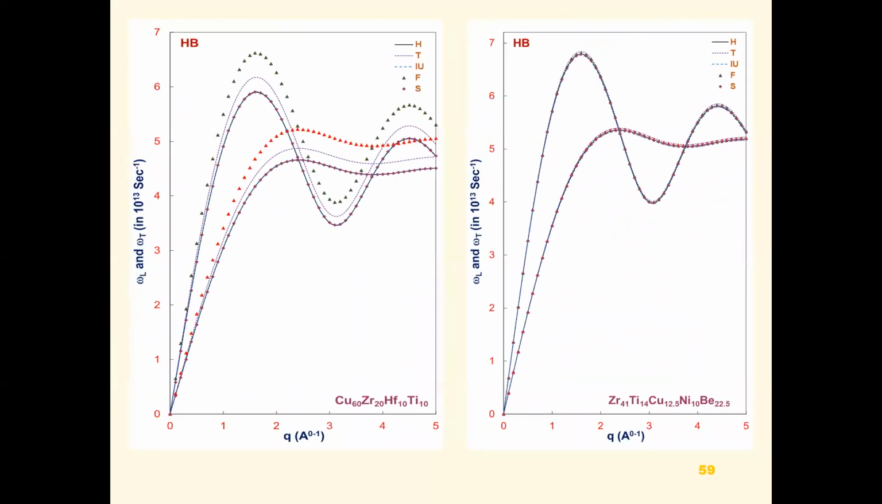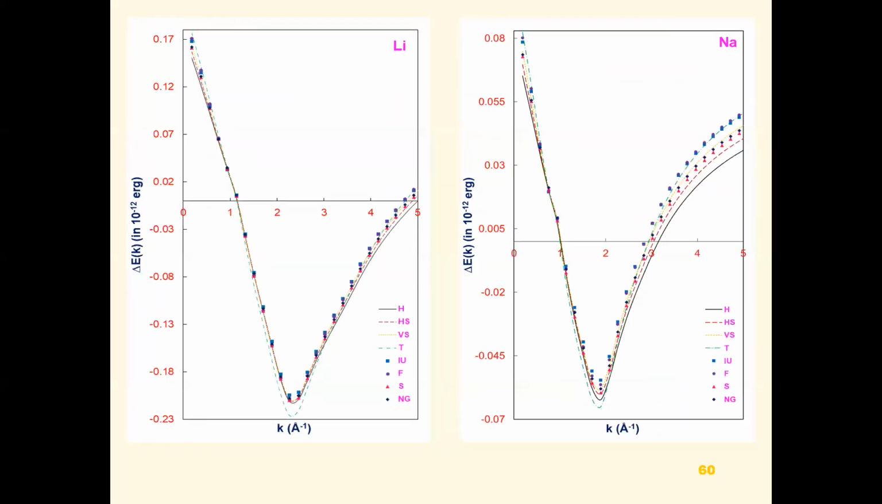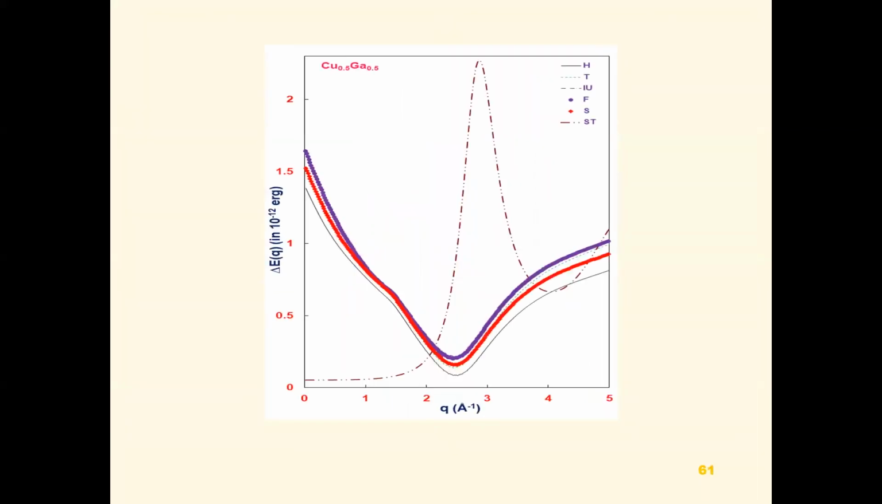These are the phonon dispersion curves of the bulk metallic glasses. This slide shows the electron dispersion curves of the liquid metals. Again, these are the electron dispersion curves of the CuGa alloys. Here you can see that the depth of this particular electron dispersion curve is found at the peak of the structure factor.